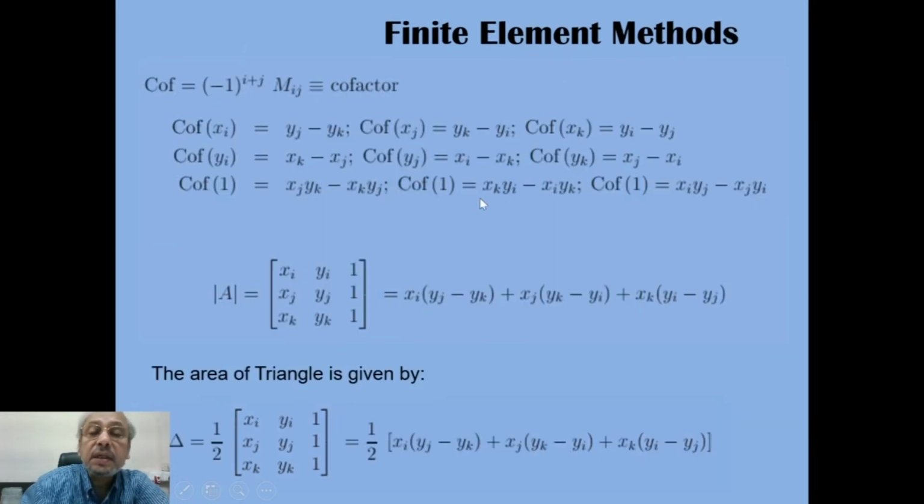Value of the cofactors at the third row we find out, and then we also determine the determinant of this matrix, and determinant of this matrix is xi into (yj minus yk) plus xj into (yk minus yi) plus xk into (yi minus yj). Straightforward determinant. Then area of the triangle can also be determined.